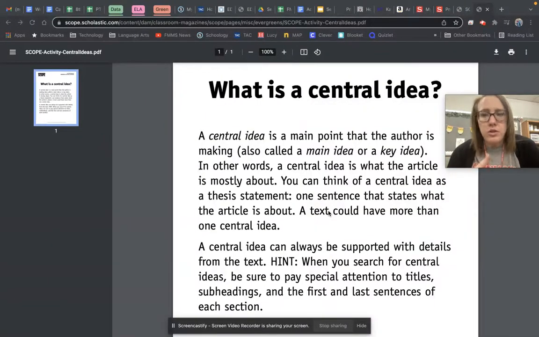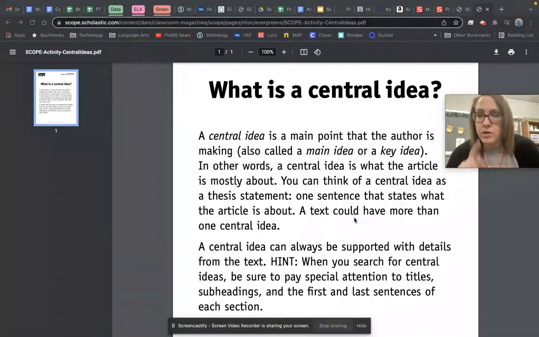So, you can do this with an article. You're going to come up with plenty of central ideas with your literary nonfiction book because there's just so many main points that an author is trying to make. Now, when you're looking at an article, you may look at the main point of the whole article. You might look at the main point of different sections. Okay. But a central idea is just the main point an author is trying to make.